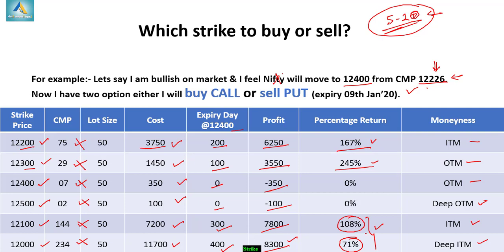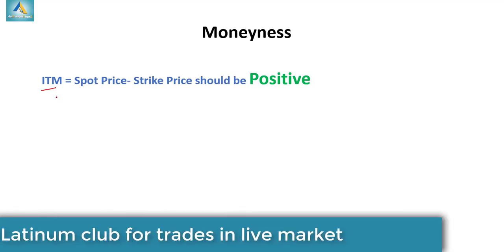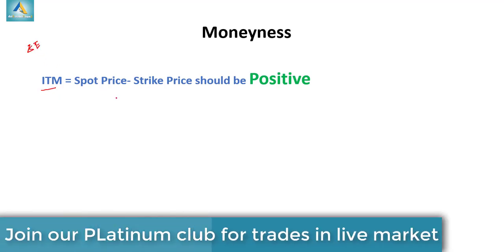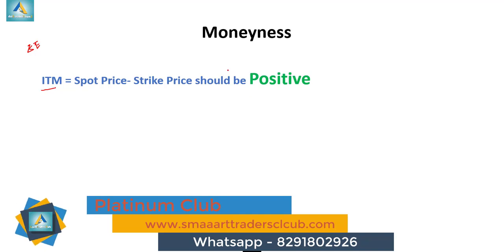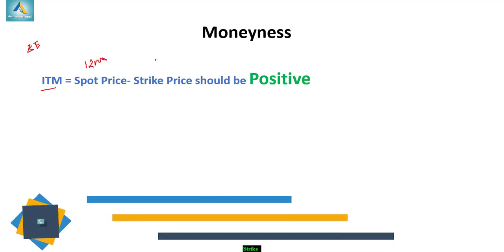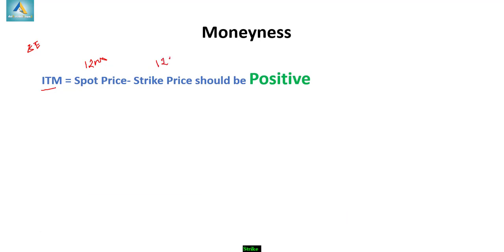When I'm talking about in the money and out of the money, let me differentiate that also, in case you're not aware of it. What is in the money? I'm talking about the call option here. Let's say your spot price minus strike price is positive, then for the call option it is in the money. Let's say your spot price is around 12,200 and your strike price is around 12,000. If you deduct it, you will get 200 points. So definitely it is in the money.